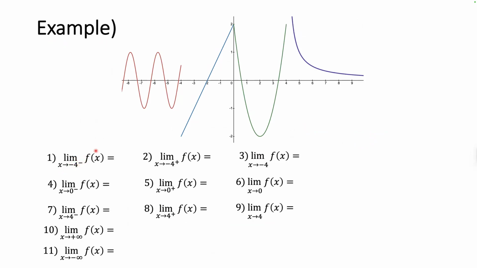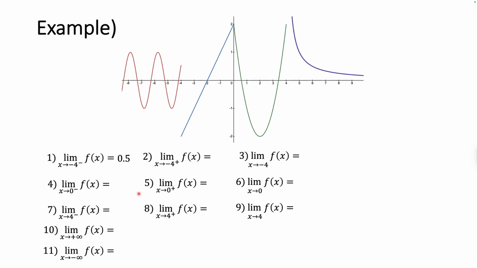Look at the graph above. The red oscillating graph is located at -4 from the left side, so we can use this graph to find the f(x) value of the limit when x approaches from the left. The f(x) is going to around 0.5, so the answer to the first question is 0.5.